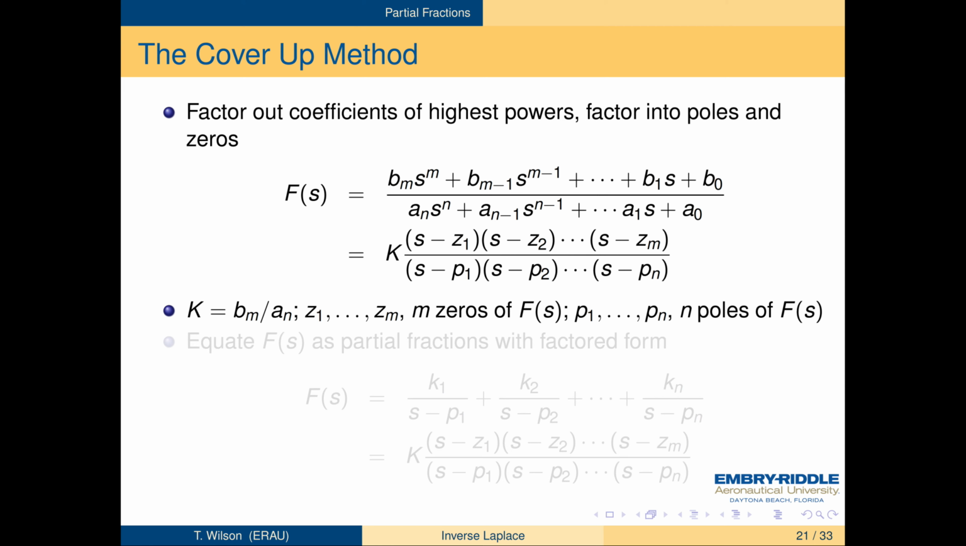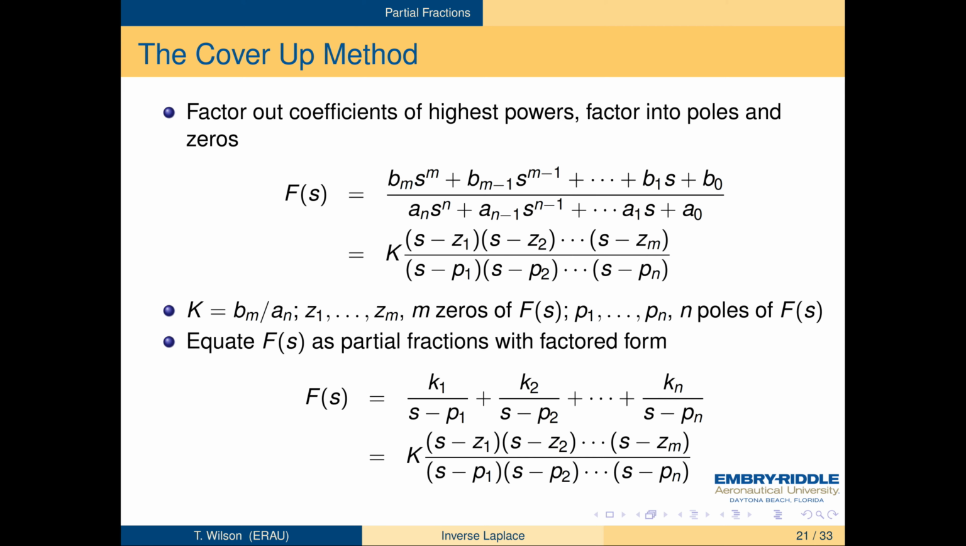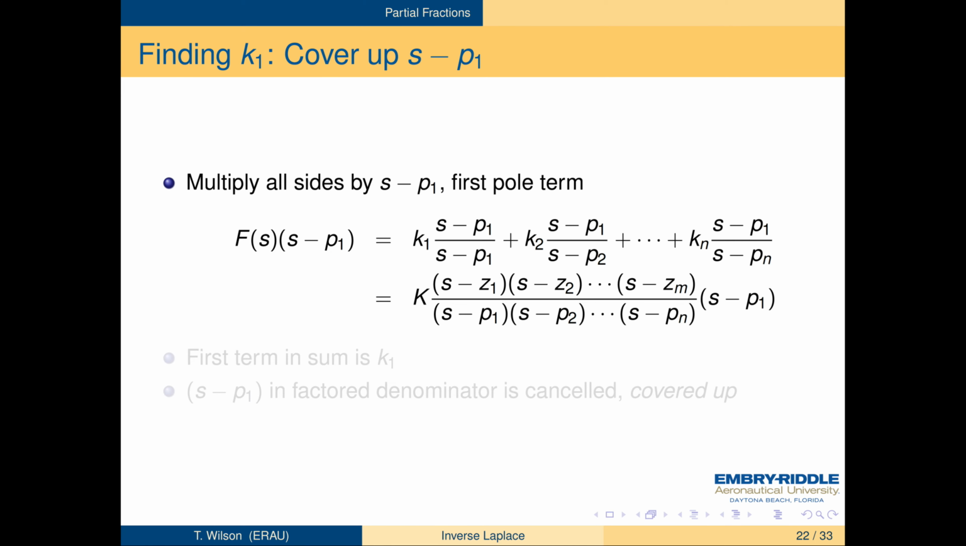We can see the poles, we can see the zeros. There's n poles and there's m zeros. We then equate F of s written in partial fraction form to F of s written in factored form. Let's say we're interested in finding k sub 1, the coefficient of the pole at p1.